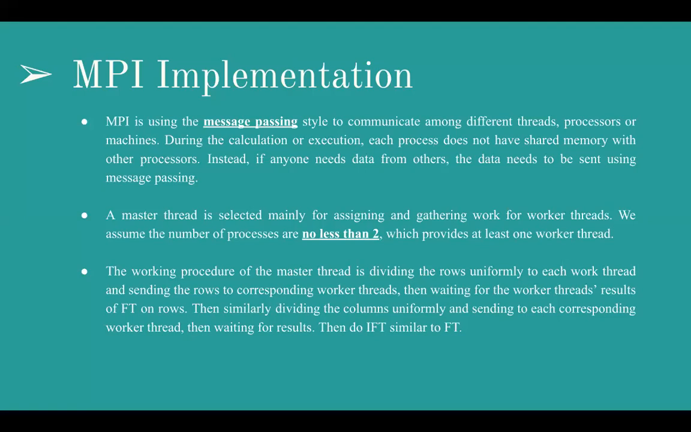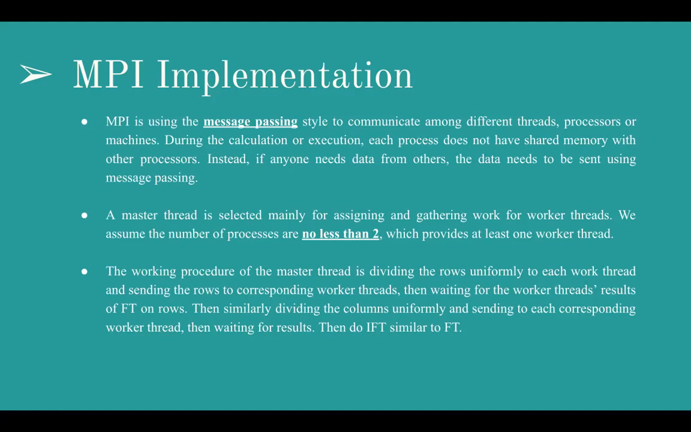Now, let's talk about the MPI implementation. MPI uses the message passing style to communicate among different processes. During execution, each process does not have shared memory with the others. Instead, if anyone needs data from others, the data needs to be sent using message passing. This is the main difference from the OpenMP implementation.